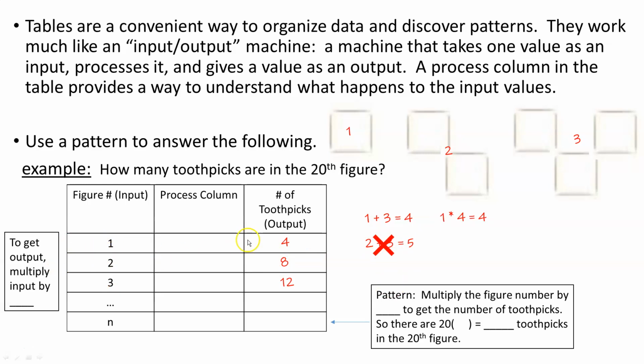Well, we could do 1 times 4 is 4. Does that work for 2? Yes, yes it does. Great. So to get the output, multiply the input by 4.